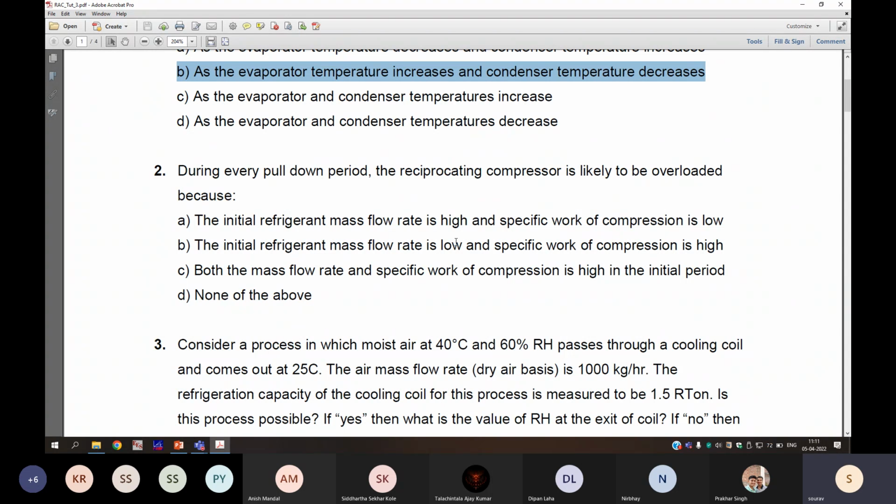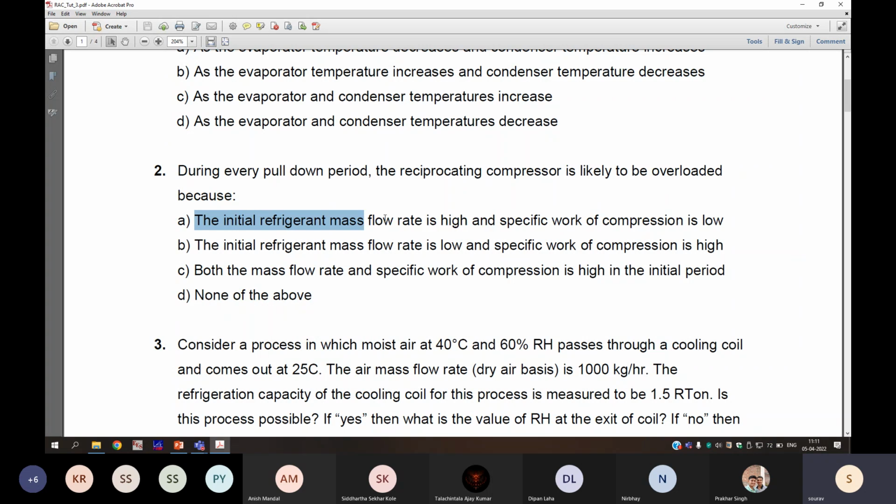During every pull down period, the reciprocating compressor is likely to be overloaded because the initial refrigerant mass flow rate is high and specific work of compression is low; the initial refrigerant mass flow rate is low and specific work of compression is high; both of them are high in the initial period; none of the above. Which one is correct? A. Yes, A.